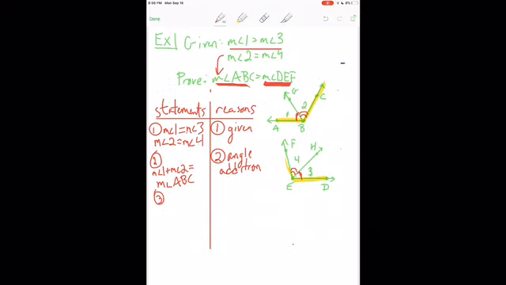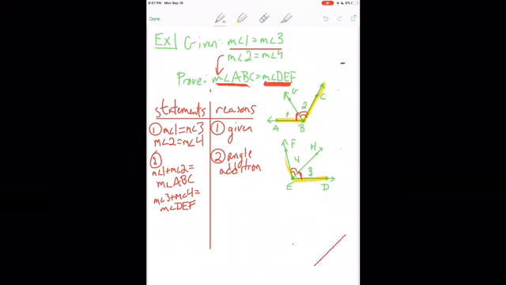And I can also say measure angle 3 plus measure angle 4 is equal to measure angle DEF. So I actually don't have to write this as a step 3 because I'm still doing angle addition. I can combine it into step 2. So measure angle 3 plus measure angle 4 equals measure angle DEF. All right, so that's angle addition.